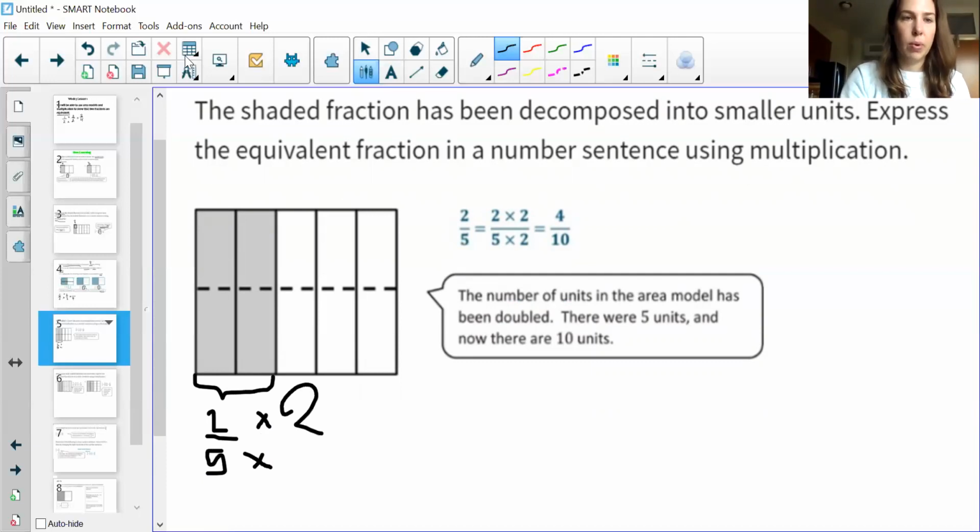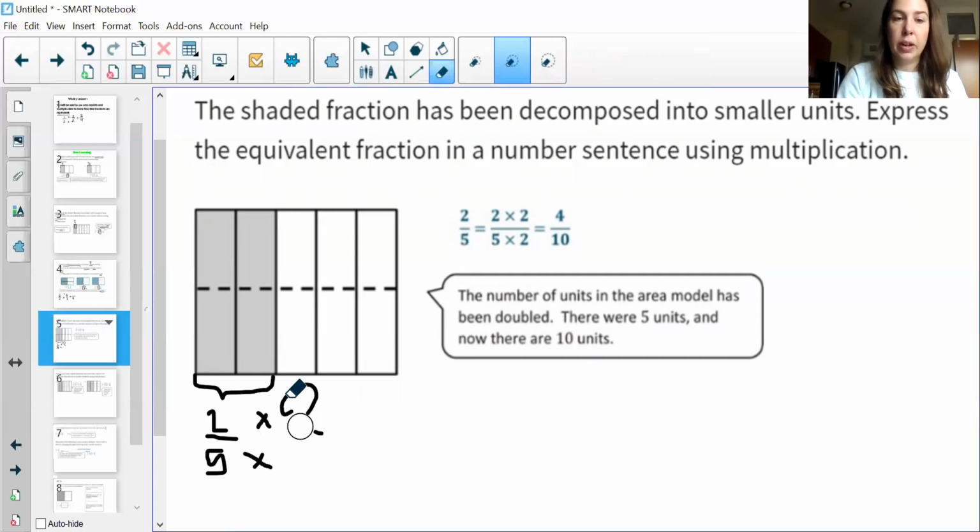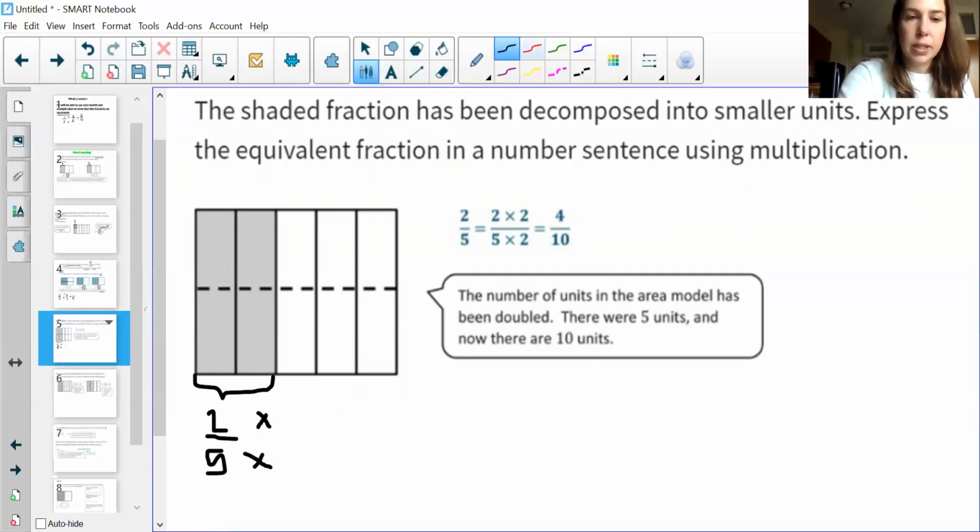Oops, way too big. I think I've been doing a little better with the drawing than I was in the beginning, but we'll see.